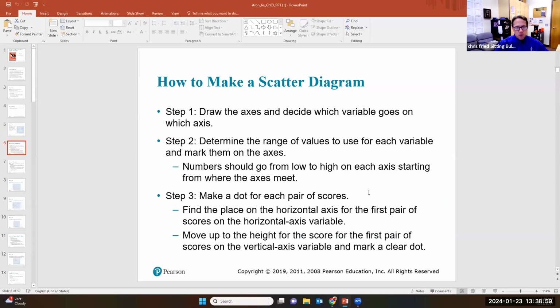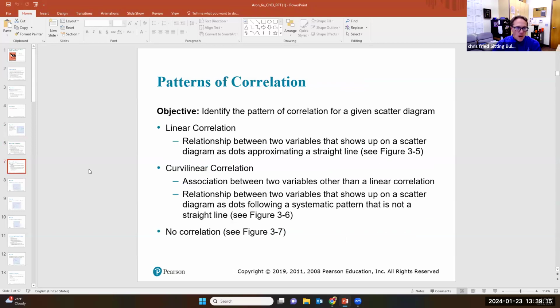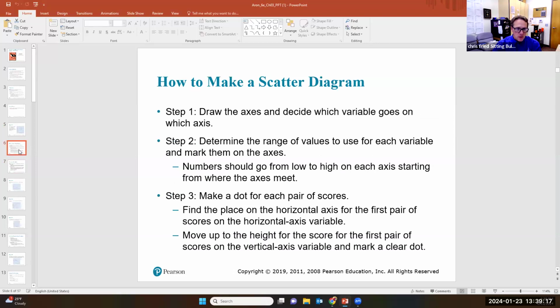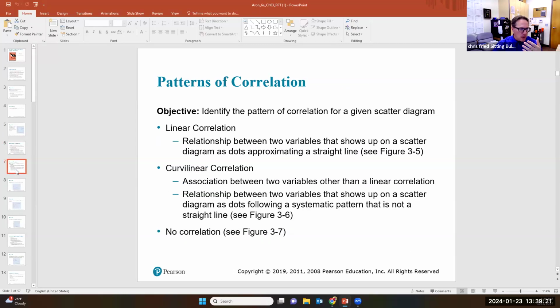Make a dot for each pair of scores. Find the place on the horizontal axis, then move to the height on the vertical axis, and mark it as a clear dot. That makes sense for the horizontal and vertical axes, as you place those dots right on those spots. So it's a pretty simple three-step process for making a scatter diagram. It's a very simple way to represent some information.